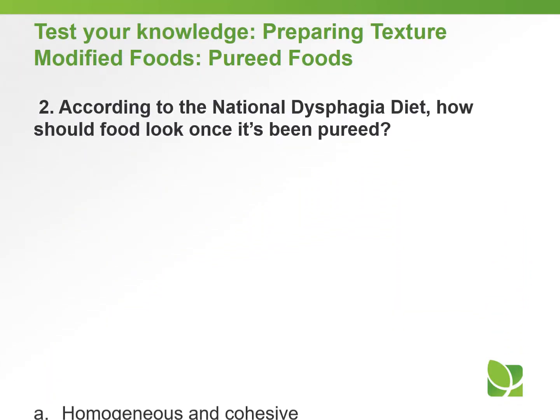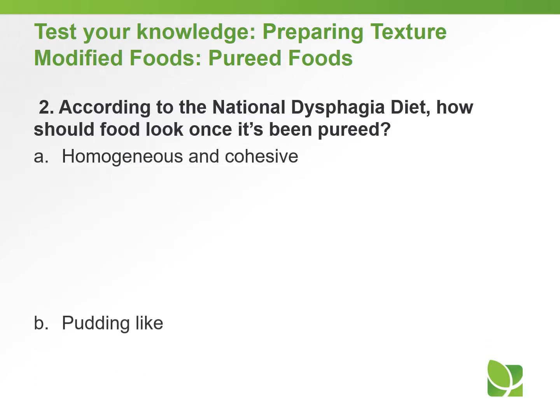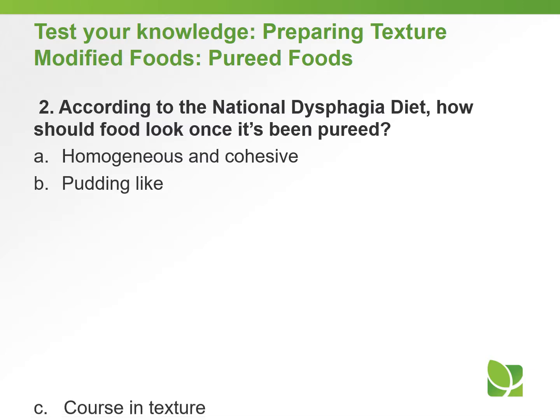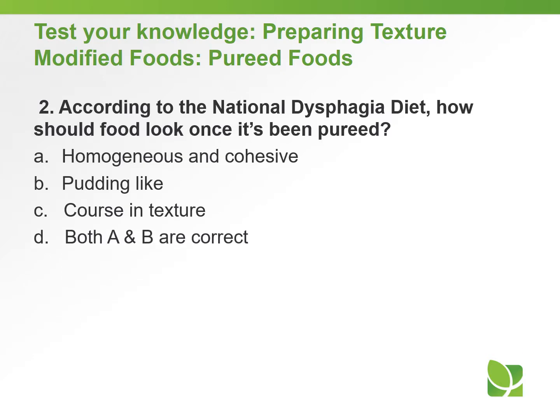Question number 2, according to the National Dysphagia Diet, how should food look once it's been pureed? A, homogeneous and cohesive. B, pudding-like. C, coarse in texture, or D, both A and B are correct.